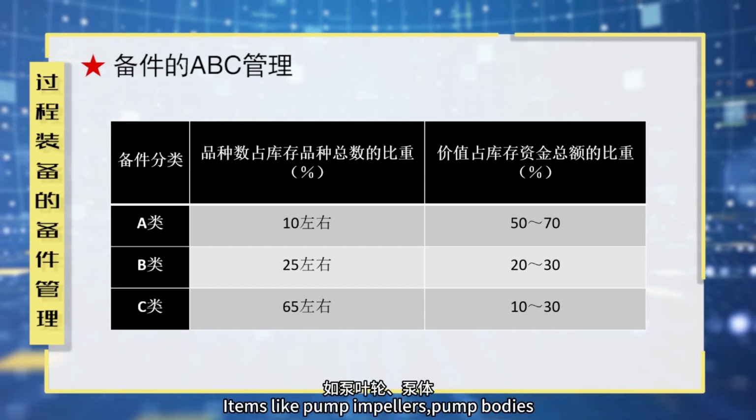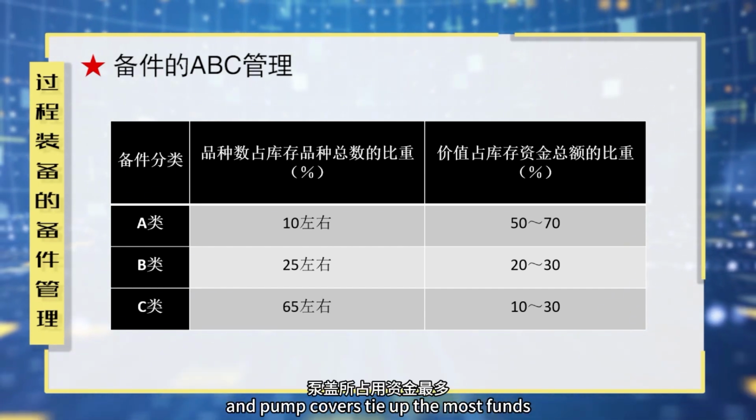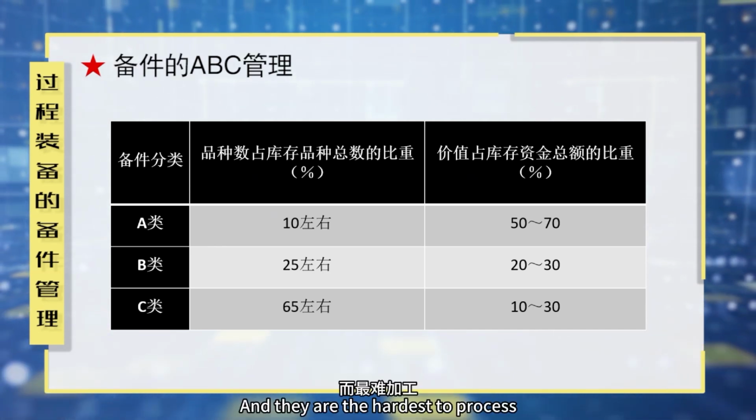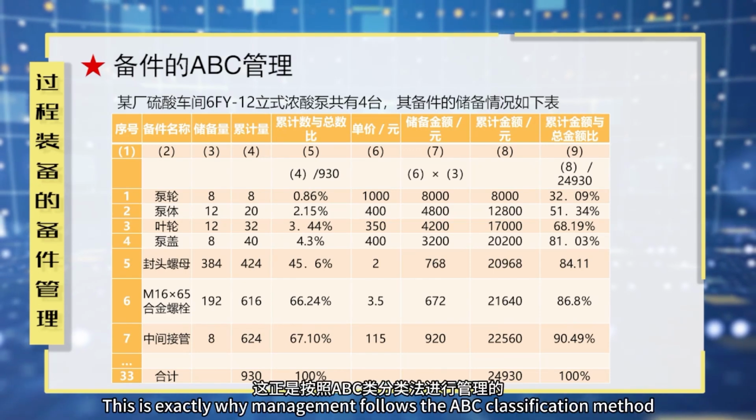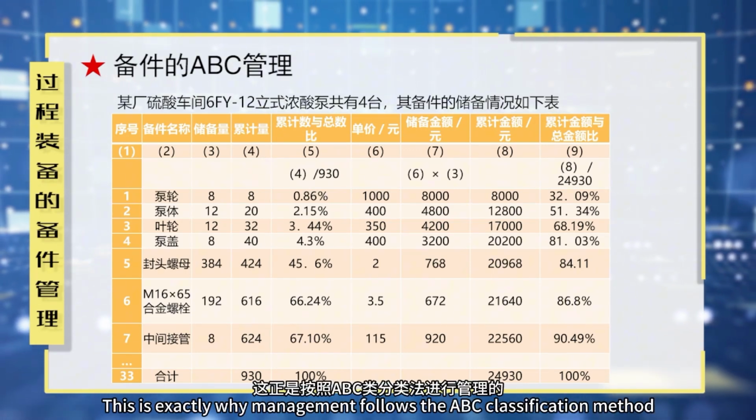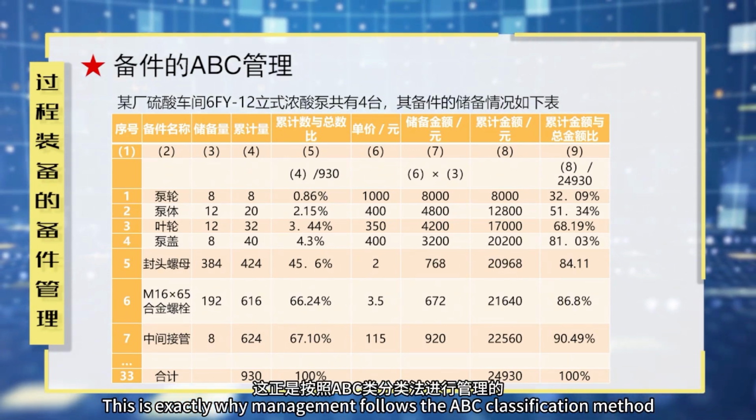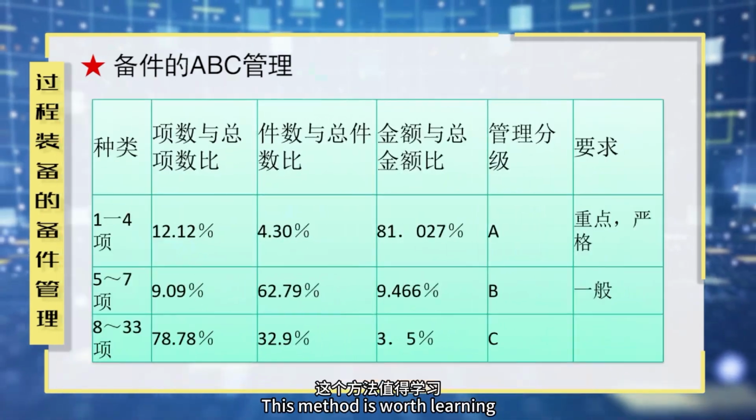Items like pump impellers, pump bodies, and pump covers tie up the most funds, and they are the hardest to process. From the chart, it is clear that this is exactly why management follows the ABC classification method. This method is worth learning.